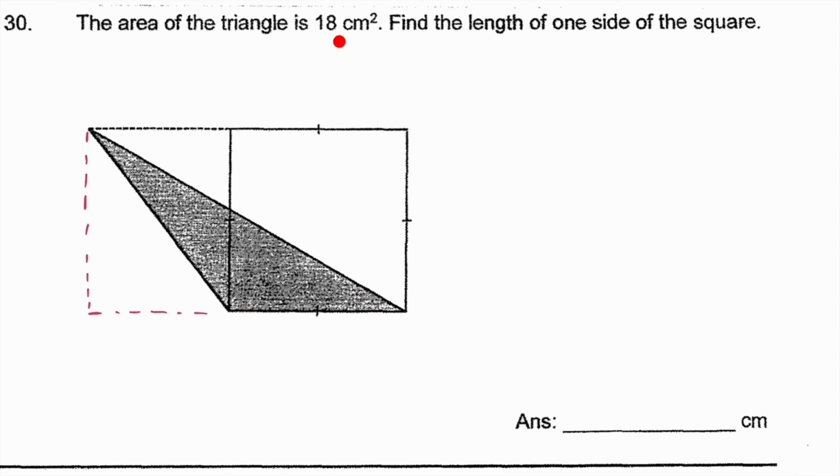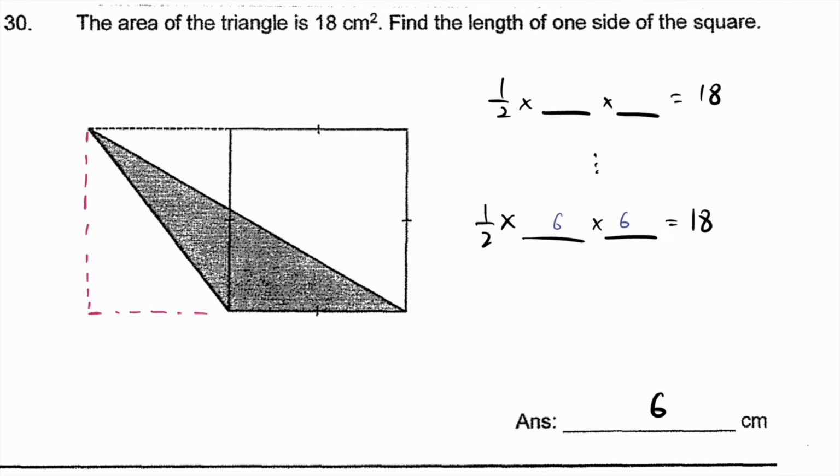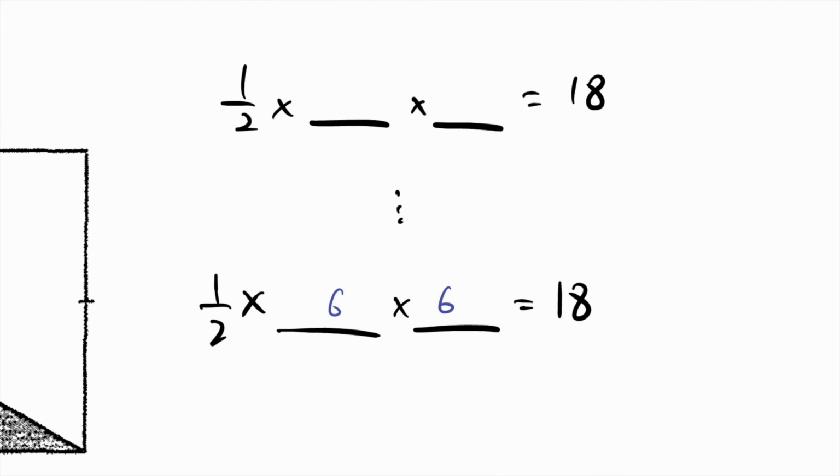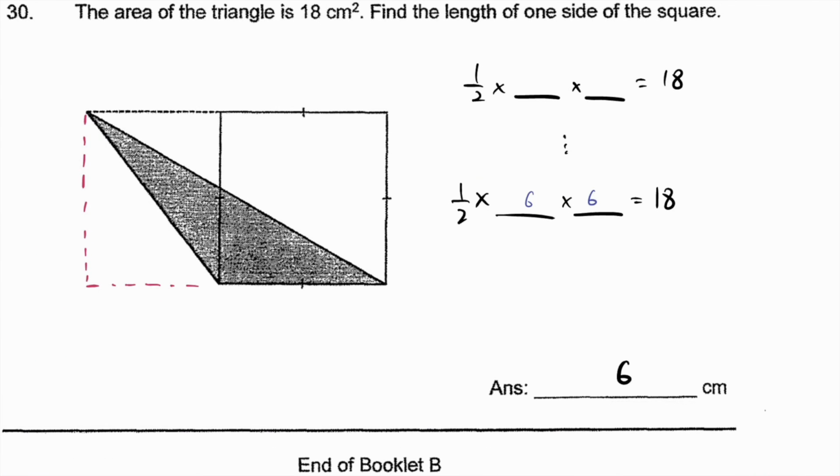Well, there are unknown sides. What numbers do we have? The only number you have is 18. Well, we can use guess and check. What do we mean? So half times the same number times the same number must give me 18. So guess and check. You can choose 1 and 1, 2 and 2, 3 and 3, 4 and 4. And if you keep going with half times 6 times 6, you will get 18. Now, what does the 6 actually represent? It will be the length of the side of the square.